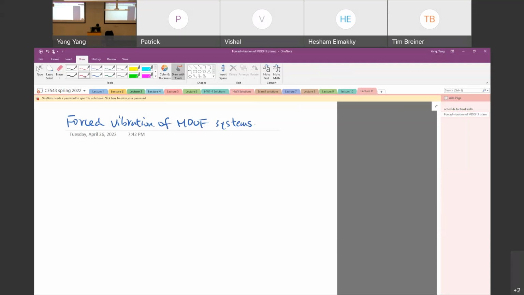So here are the objectives for tonight. Actually, these two topics are in your textbook, chapters 12 and 11.